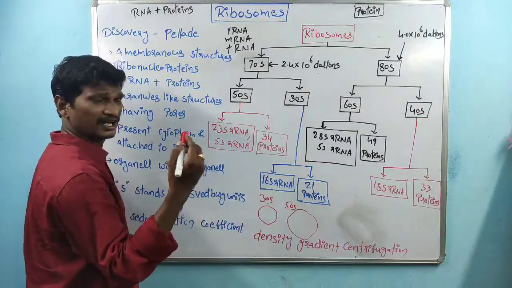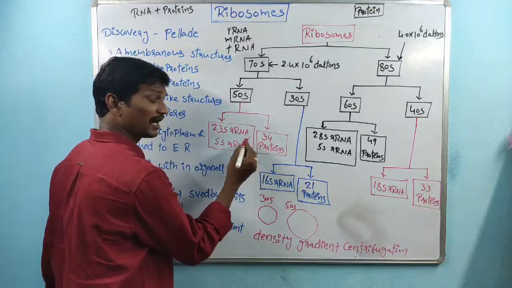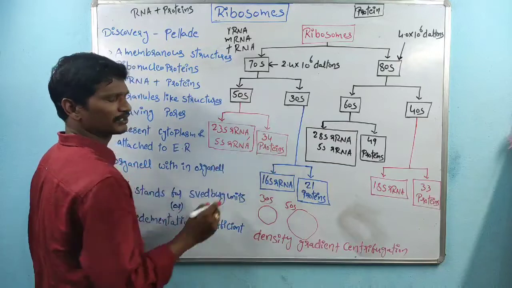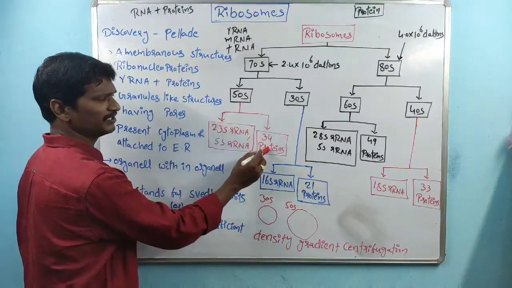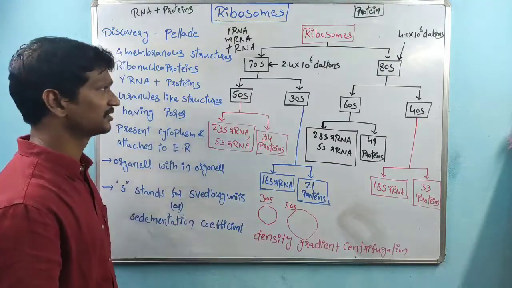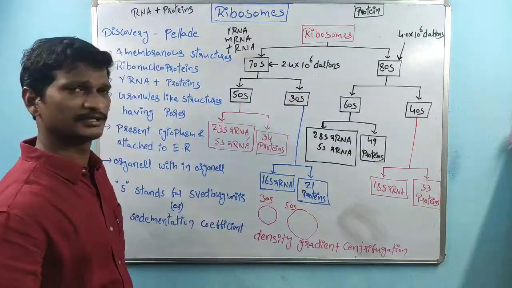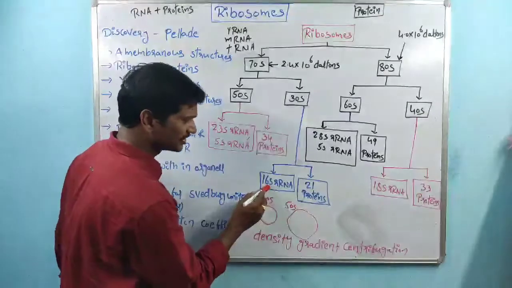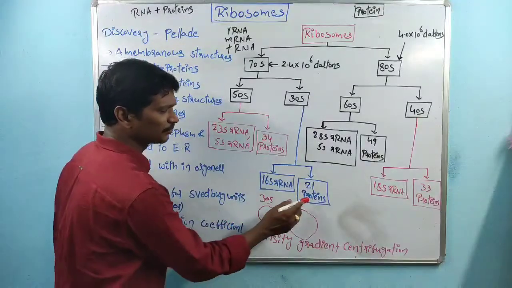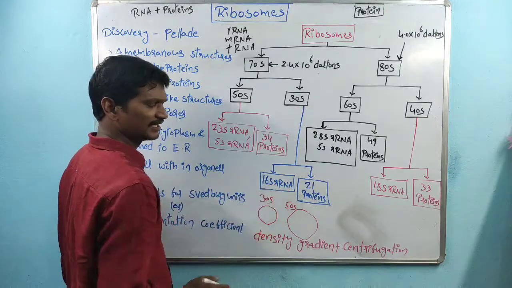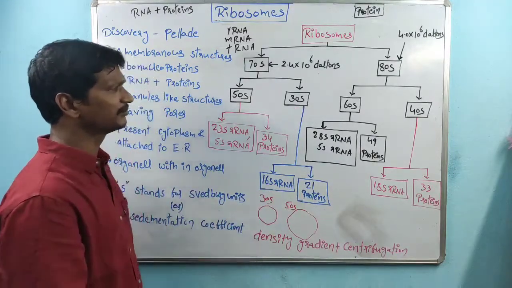And I already said ribosomes are made up of rRNA and proteins. Within the 50S subunit, 34 proteins are present. Right? The next one is the small subunit, the 30S subunit. In that case, 16S rRNA is present and 21 proteins are present.